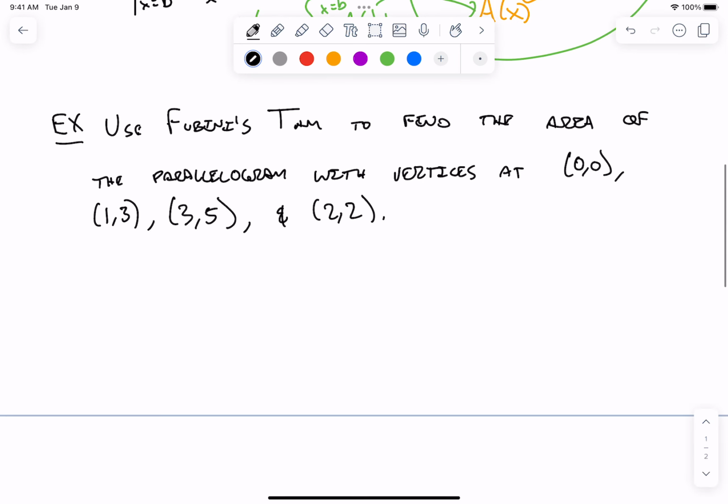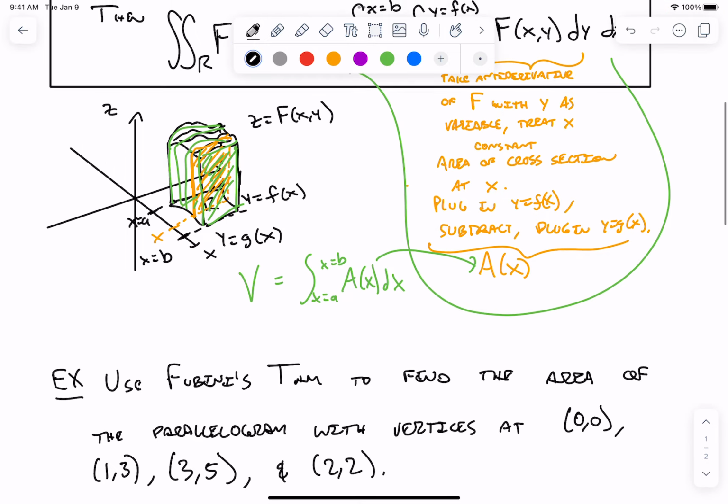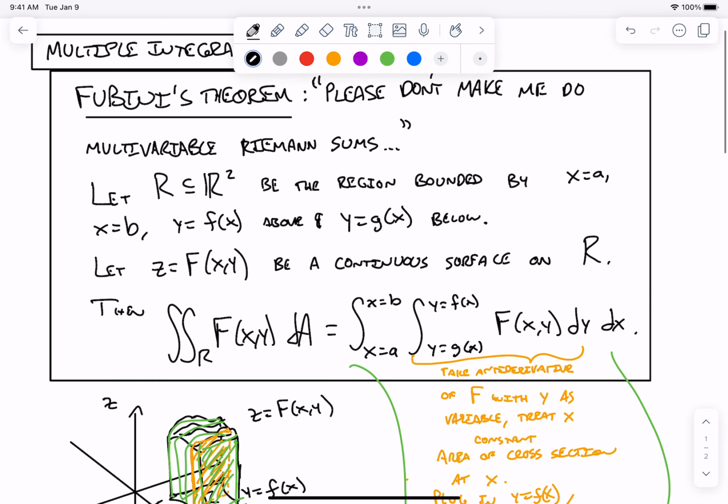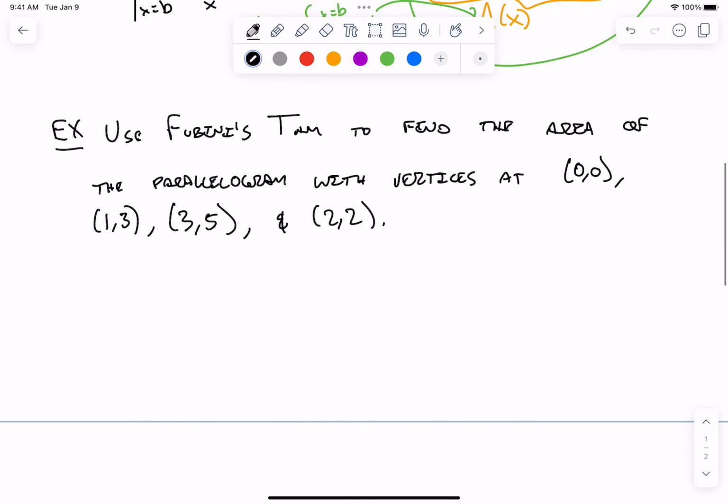Right, so let's use Fubini's theorem to find this area. First of all, you might look and say, wait, Fubini's theorem calculates volumes, not area. What is going on, right? Well, this is the first observation I want to note here: if you want the area of the region R, what could you do?